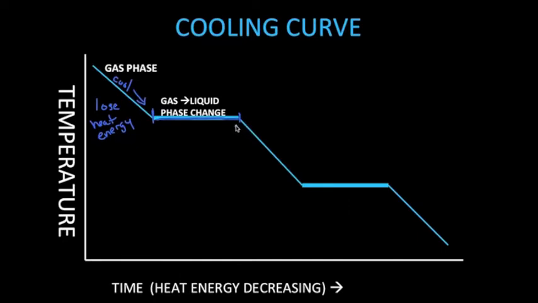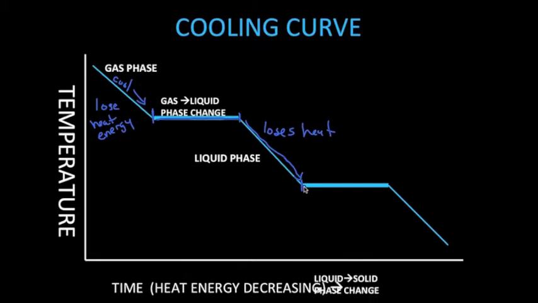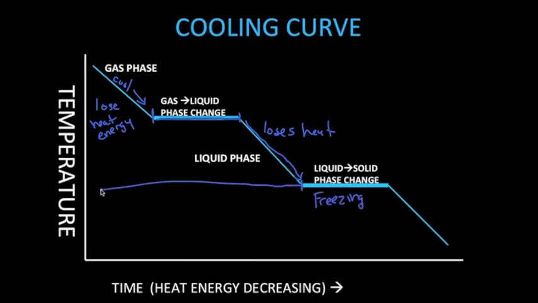As it continues to cool, it'll eventually become a liquid. And as that substance continues to lose heat, it will eventually hit its freezing point. The freezing point is the temperature. The phase change is called freezing. As the substance is freezing, the temperature remains constant. And you notice the flat line. Once the substance is completely solid, it'll continue to cool again. So the molecules will get slower and slower and slower.